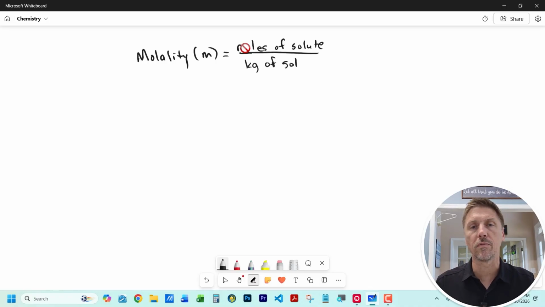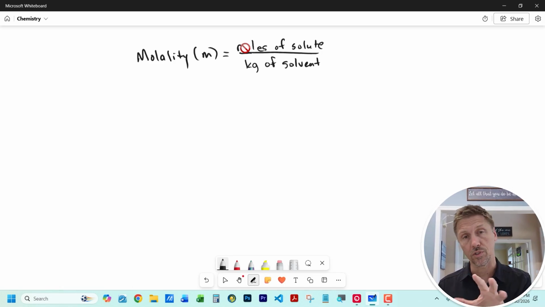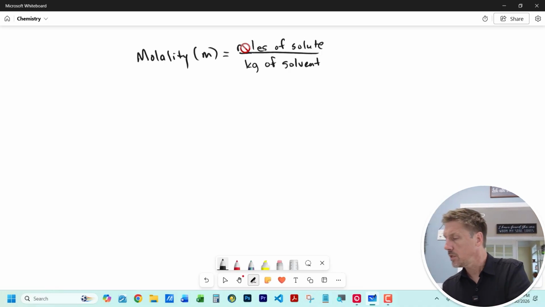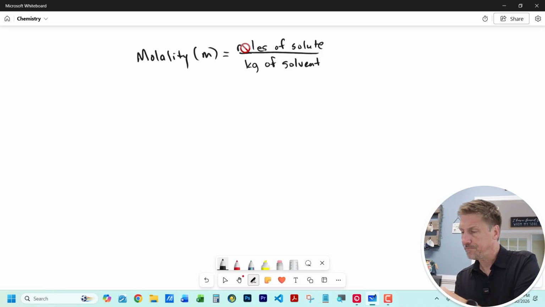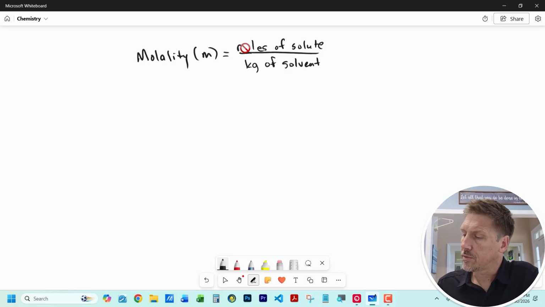All right, so whereas before we were looking at a relationship between the moles of the solute and the volume of the total solution, here we're looking at the relationship between the moles of the solute and the kilograms of the solvent only. That's the equation we're going to use as we talk about molality. And let's just do a quick example to see how we might put that equation into action.